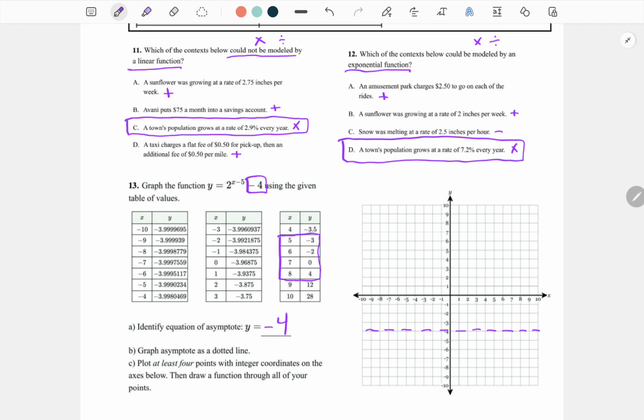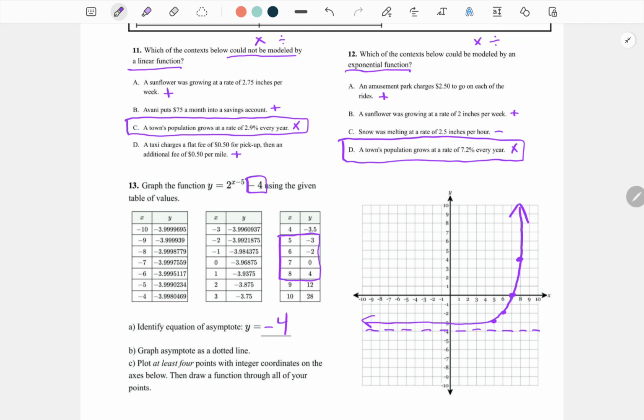Then I go ahead and plot it. So 5, -3 would be here. 6, -2 would be here. 7, 0 would be here. And 8, 4 would be here. So now I'm going to draw a curve through those points. And then I'm done.